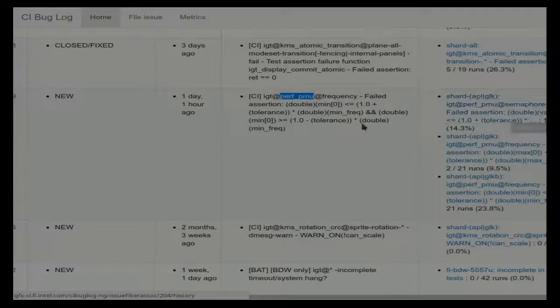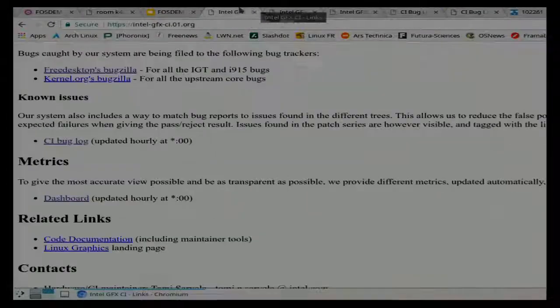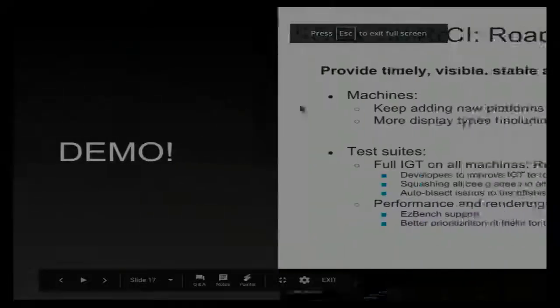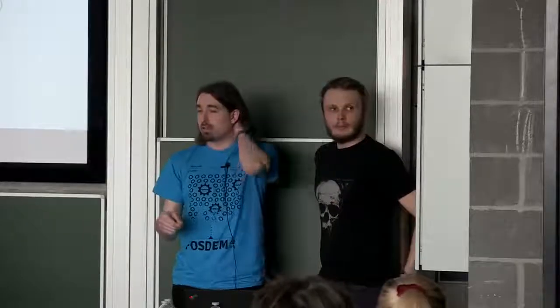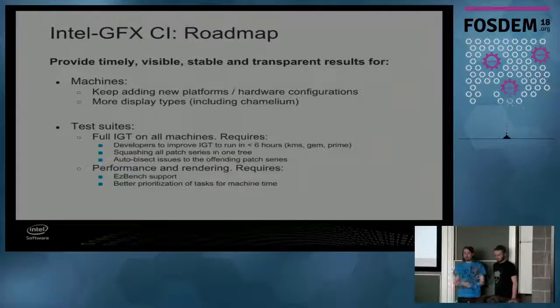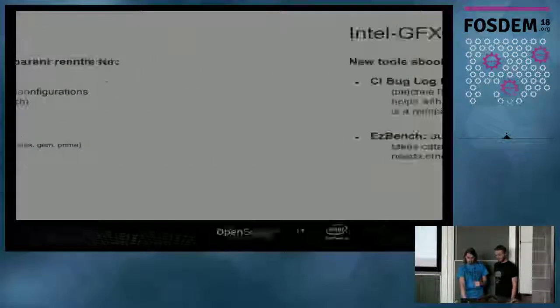Okay. Let's wrap up. What we want to do now is keep on doing this by adding more hardware configurations, new platforms, and new display types, especially ones that allow you to plug and unplug stuff automatically. That's Google's Chameleon. We want to add more test suites and more tools to do auto bisection. So we're going to see that now.